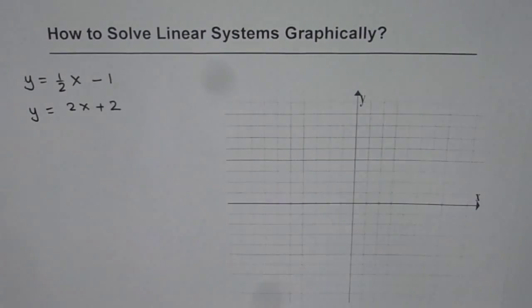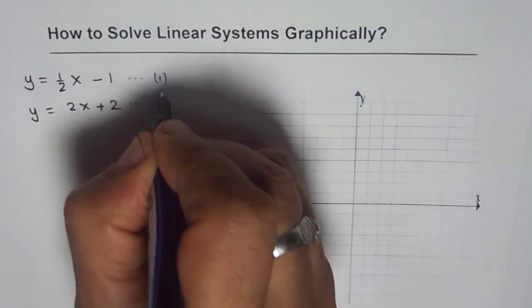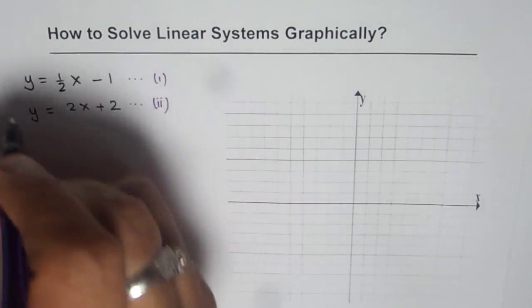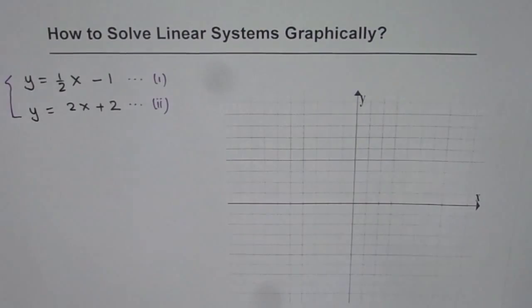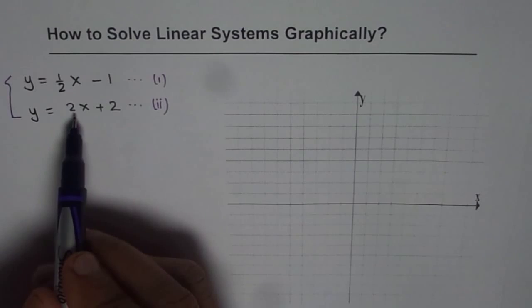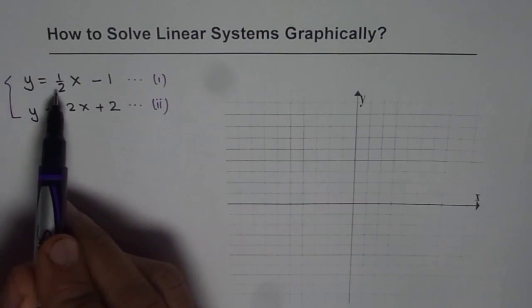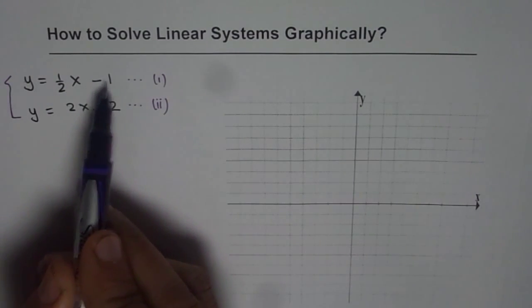So this is a simple linear system which can help us demonstrate the steps involved, right? These are my two equations and that forms a linear system. More than one equation means a linear system. Now we have to sketch a graph of the lines and then find the point of intersection. Clearly the slope is not the same, so they do intersect at a point. Now the first equation is y equals half x minus 1.